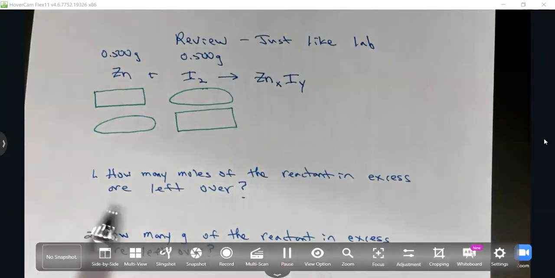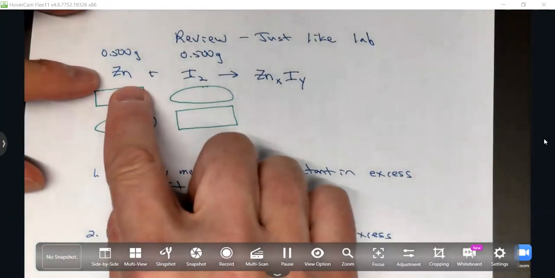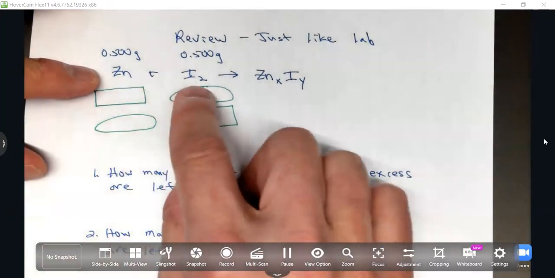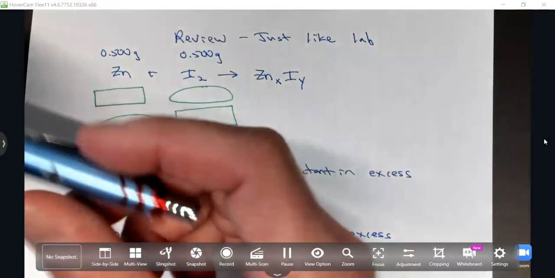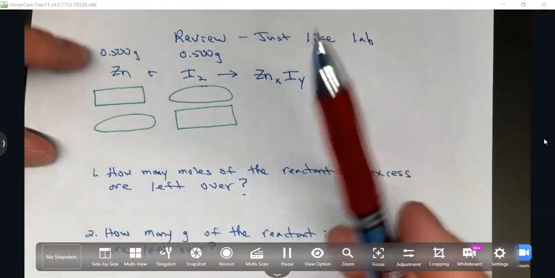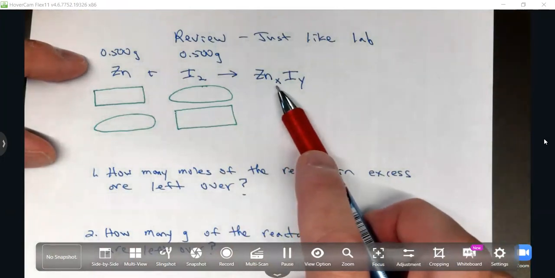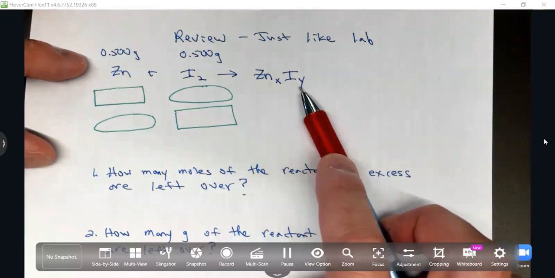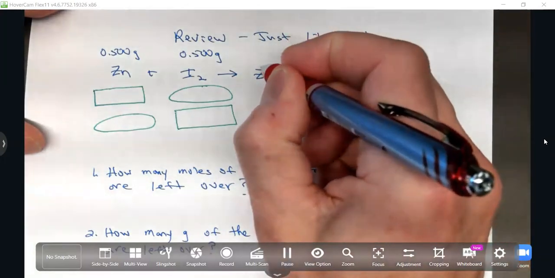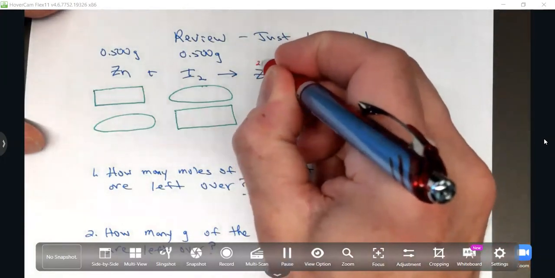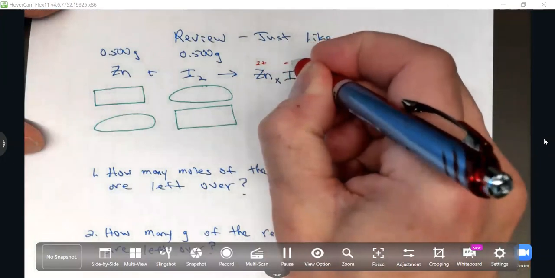So this is our lab. You're going to react solid zinc with solid iodine, and it's a pretty good lab. But let's not kid ourselves. You're supposed to figure out the empirical formula here for X and Y. It's kind of like we've done in the past, but what's the only charge zinc can take on? And what's the only charge iodine can take on?